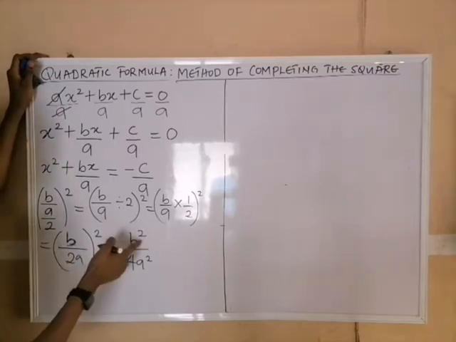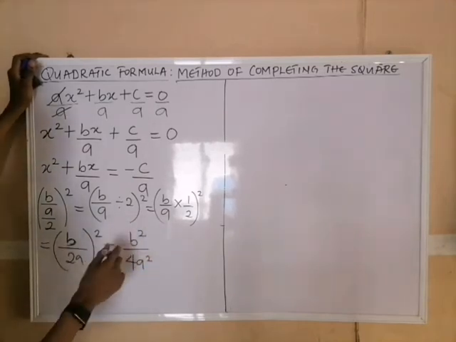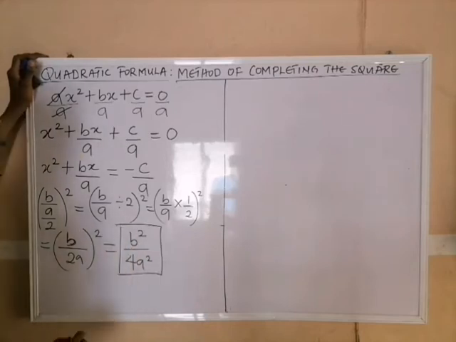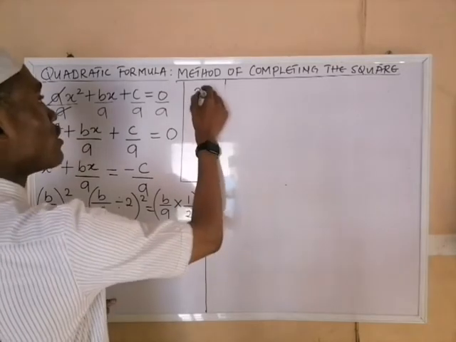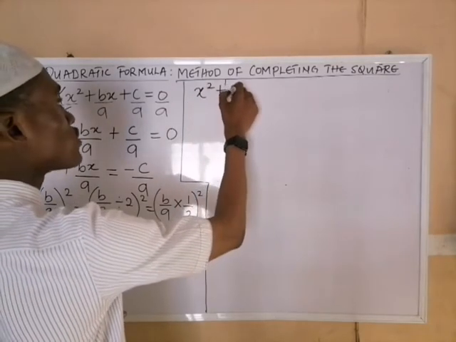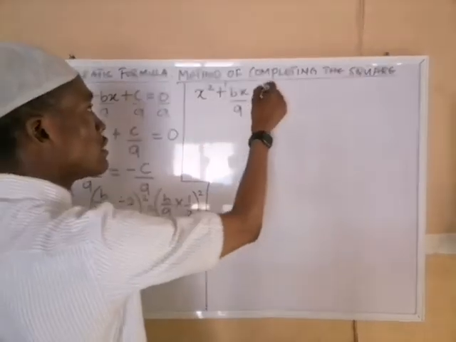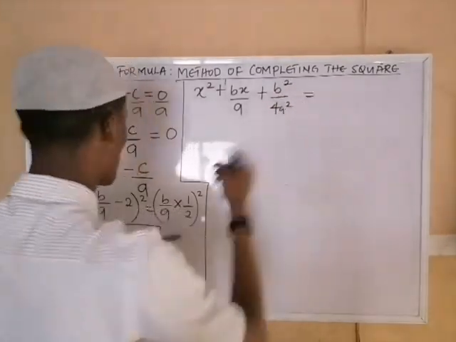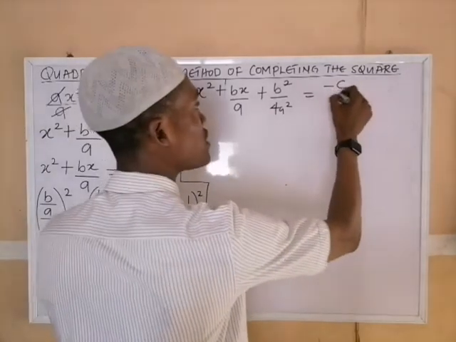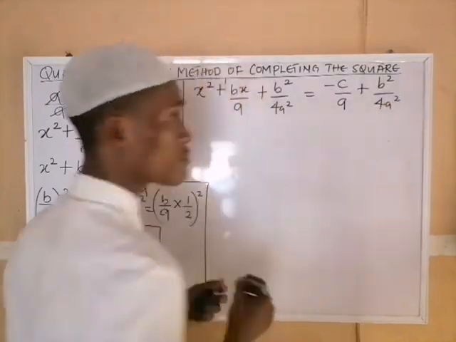When I square b, it becomes b squared. When I square 2, it becomes 4. And when I square a, it becomes a squared. So after halving and squaring, I'm going to add this term to both sides of this equation. X squared plus bx over a plus b squared over 4a squared equals minus c over a plus b squared over 4a squared.